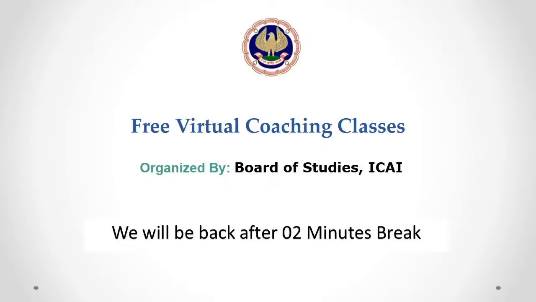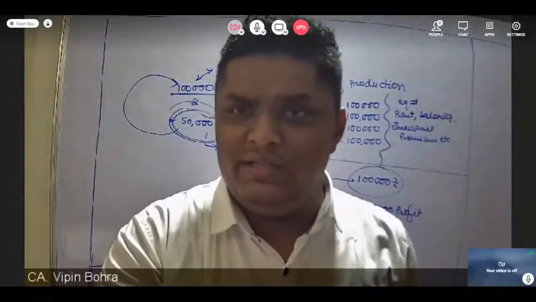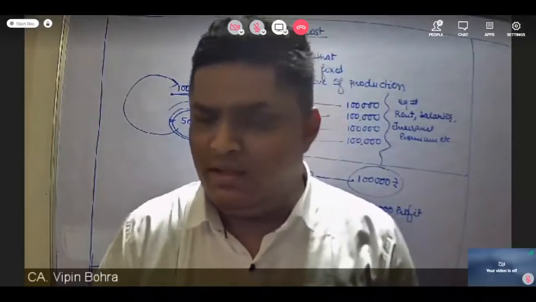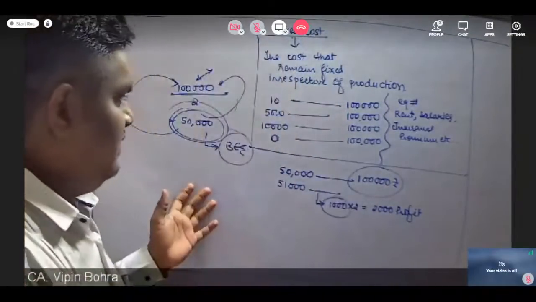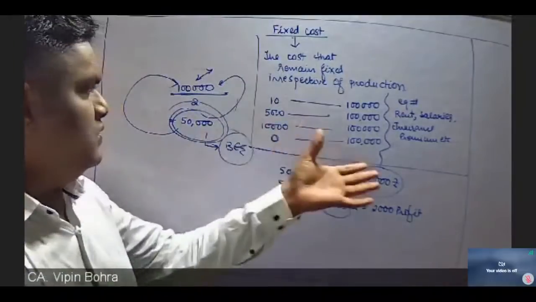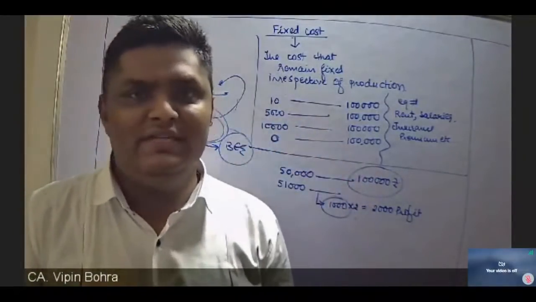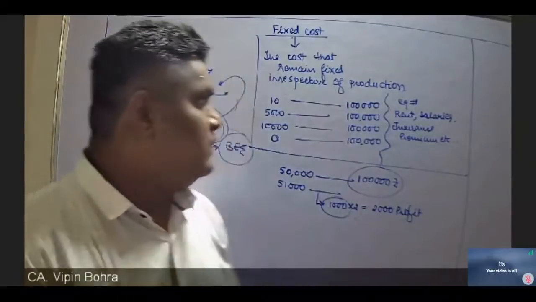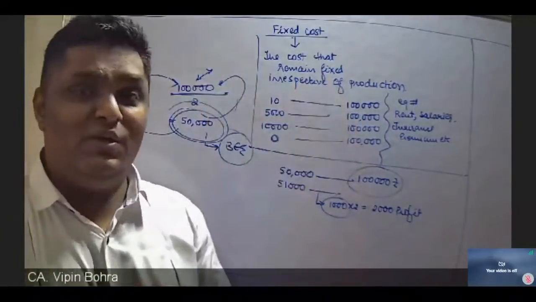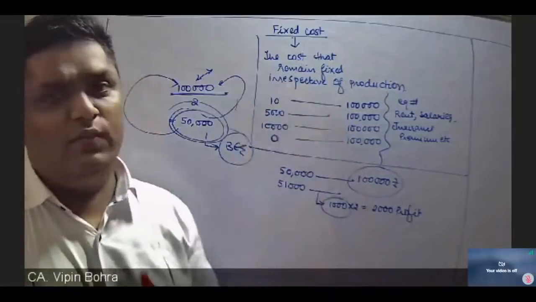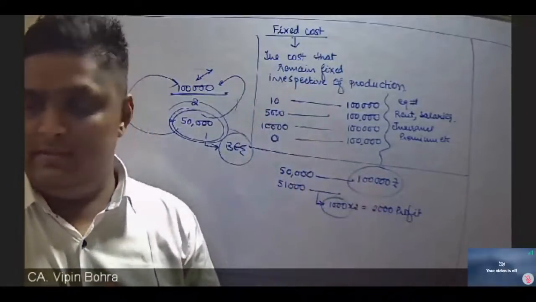Really sorry, there was some network issue. So I hope this part is clear. I hope this part was audible. So I have discussed this part. Anyways, I'll be starting the next part, that is the important part, I mean the most important part of the chapter, that is marginal costing equation. So if you guys want to copy, you can copy, please.